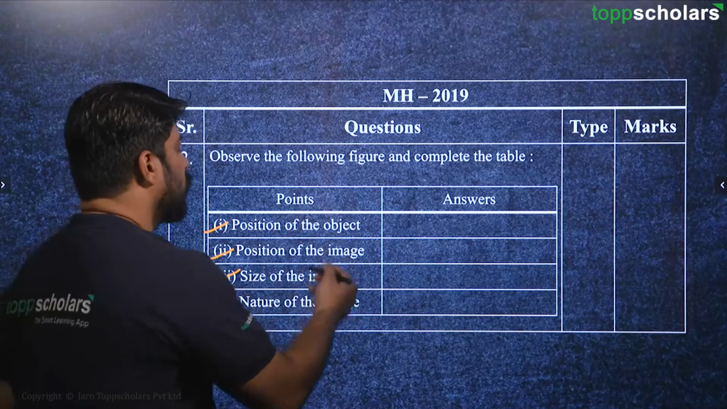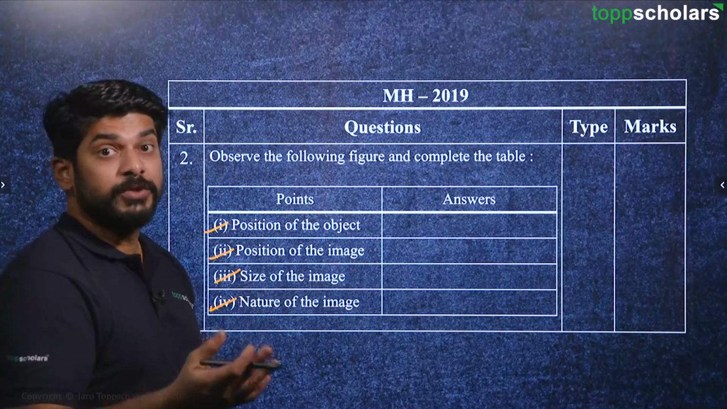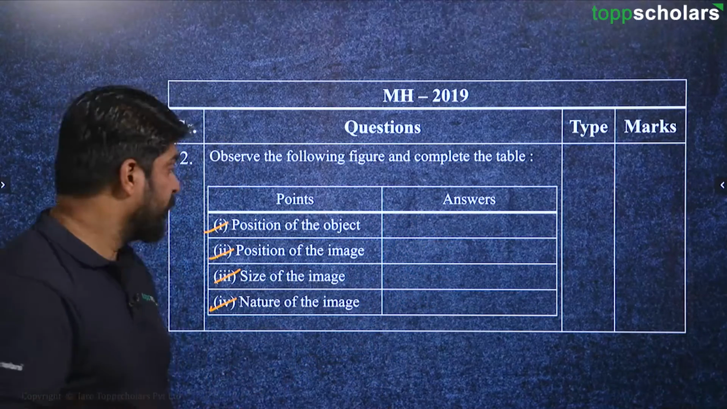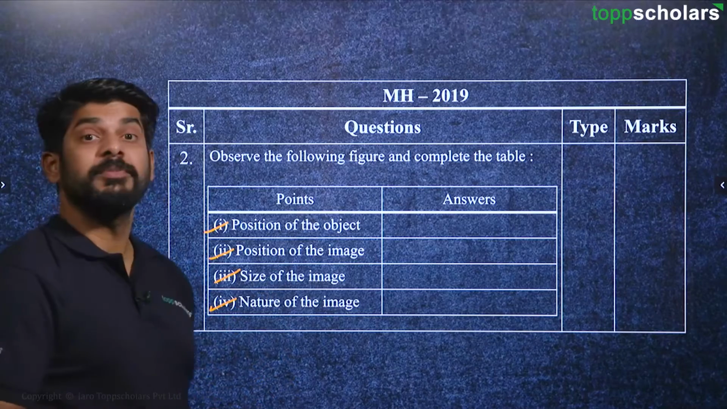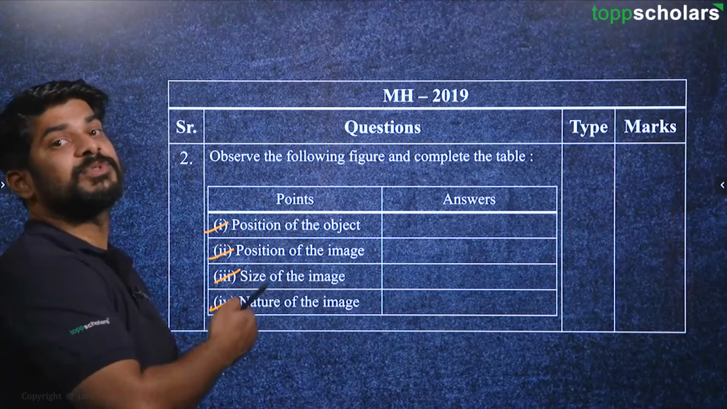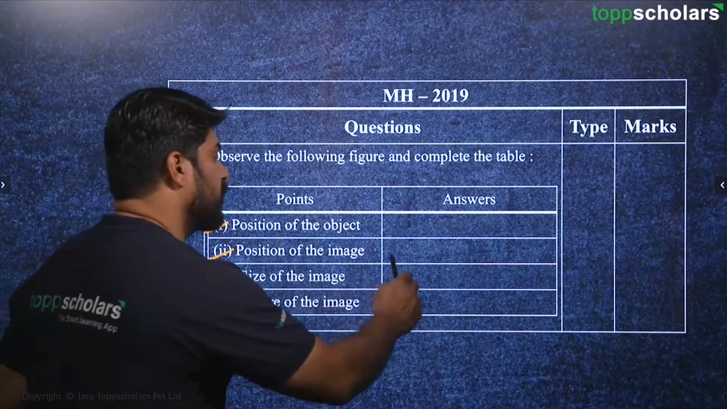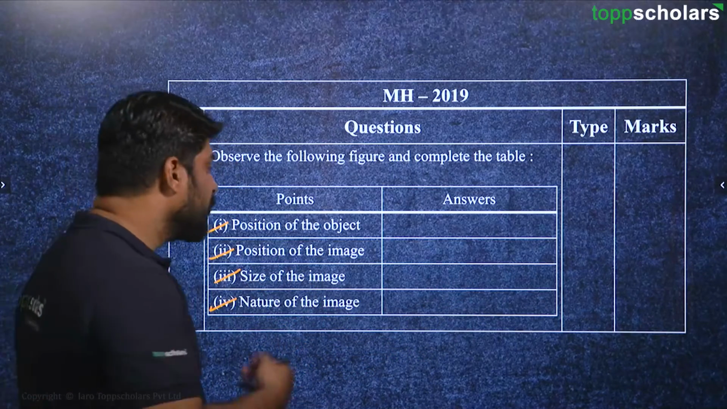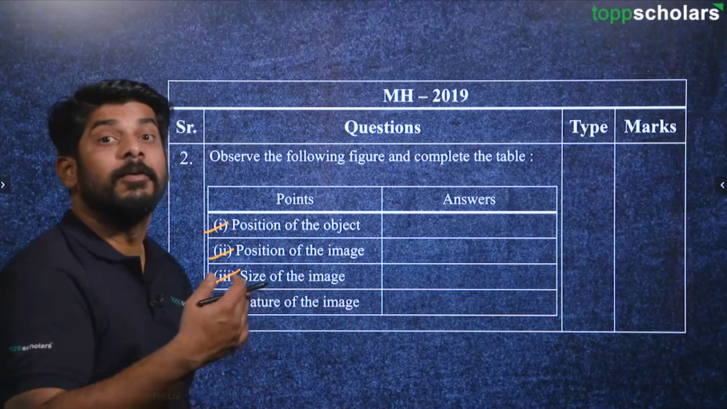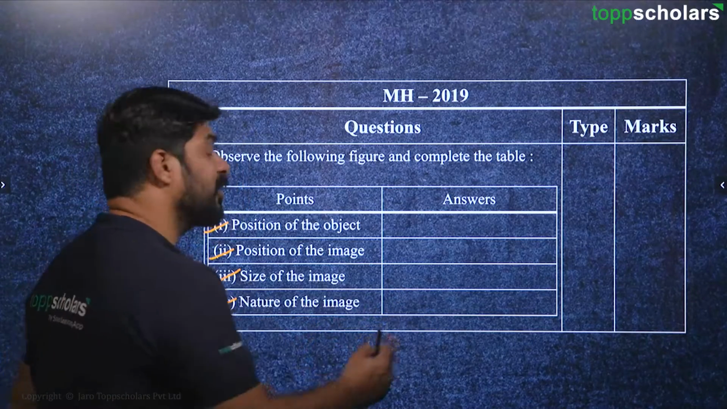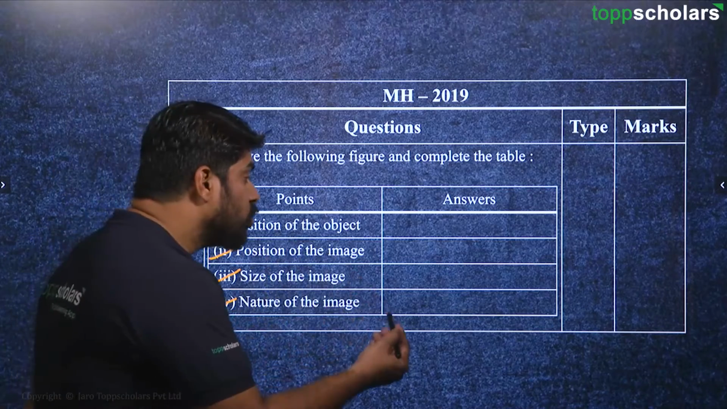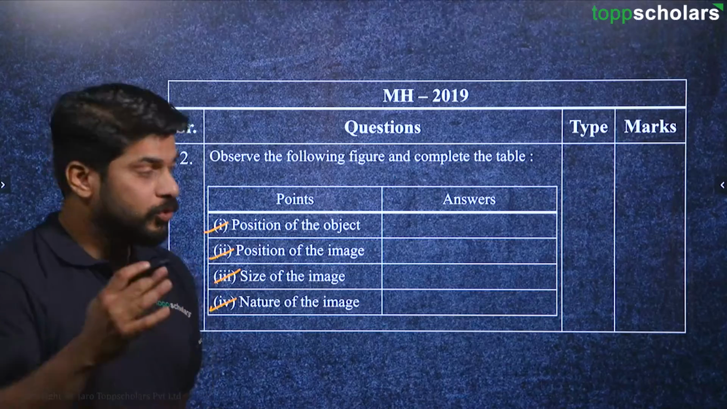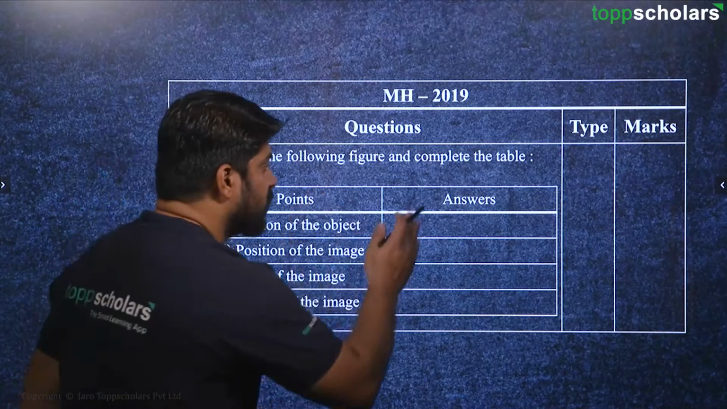So here, position of the object, we know the object was between O and F. So we have to write here between O and F. Then position of the image, it is on the same side as that of the object. So here we have to write that. Then size of the image. So size of the image, we can say over here that it is magnified. Here nature of the image. So it was a virtual and erect image. So all these things we have to write for this question.